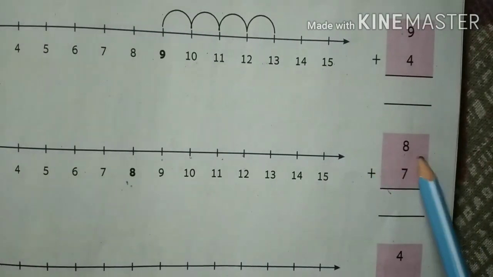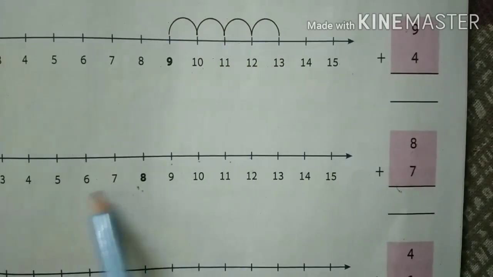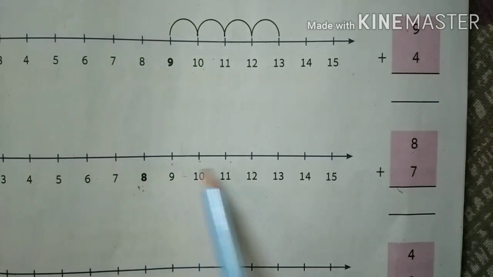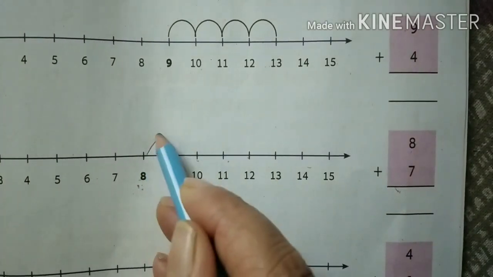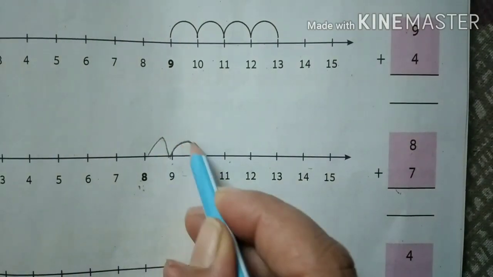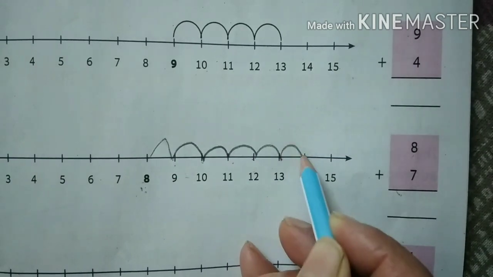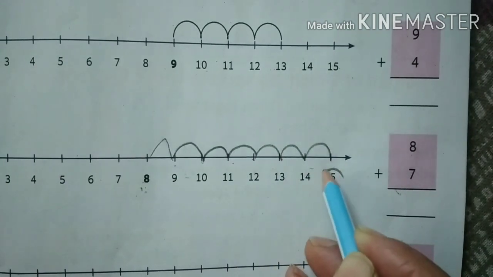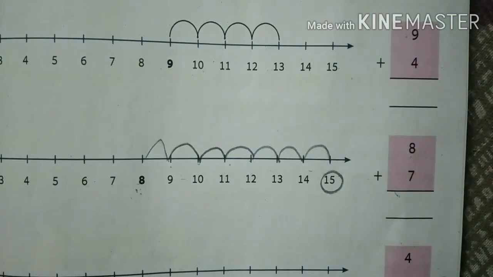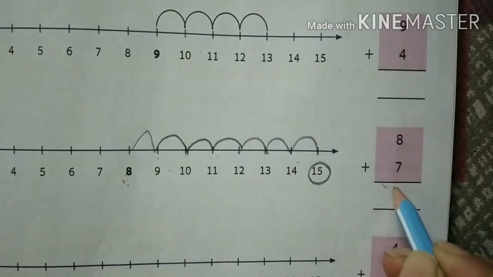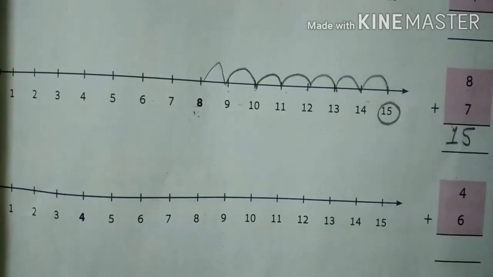Here we will add 8 and 7. Here we have 8 on the number line. We will jump 7 more steps from 8: 1, 2, 3, 4, 5, 6, 7. Now we are at 15. So when we add 8 and 7, the answer is 15.